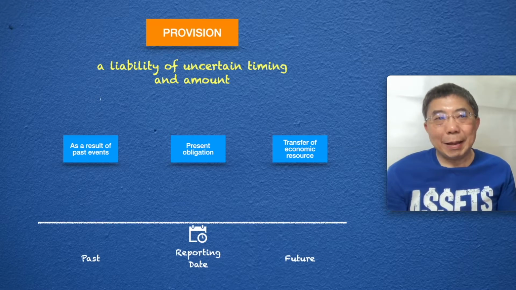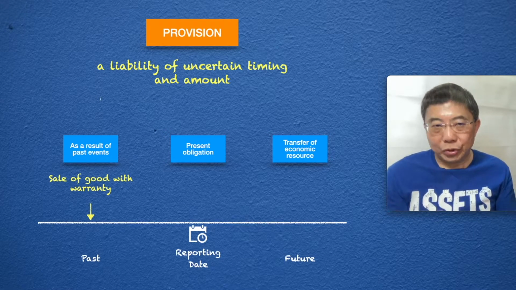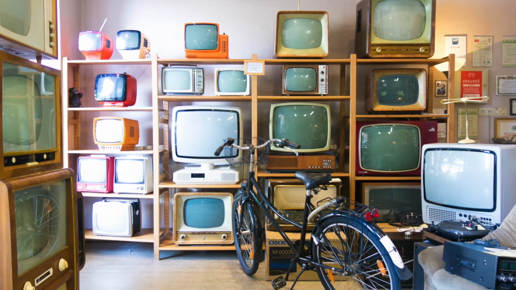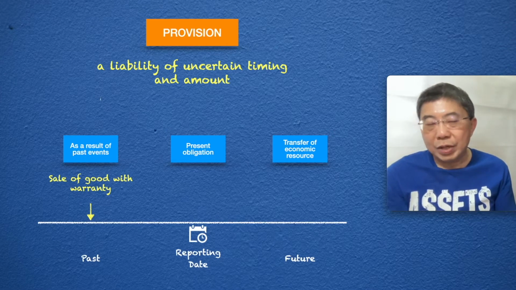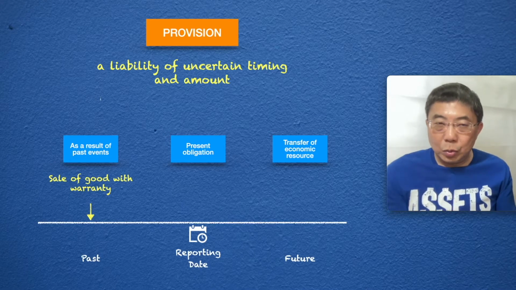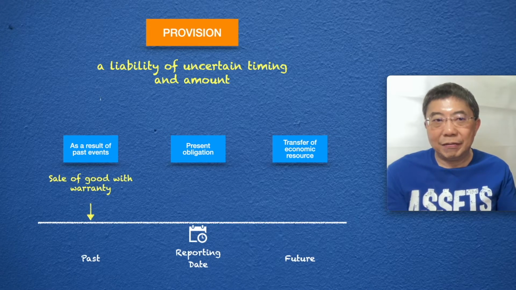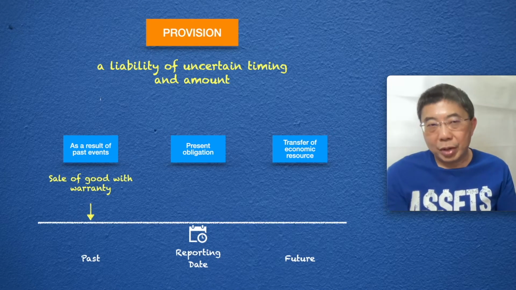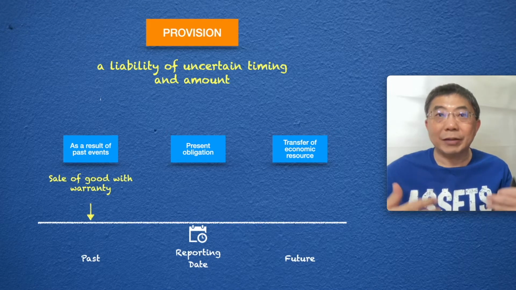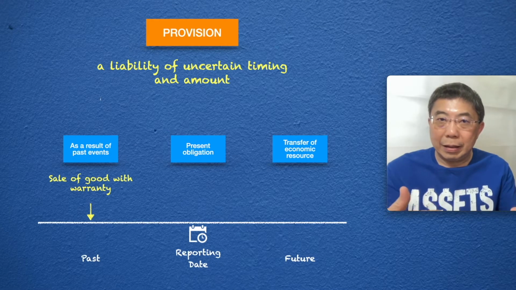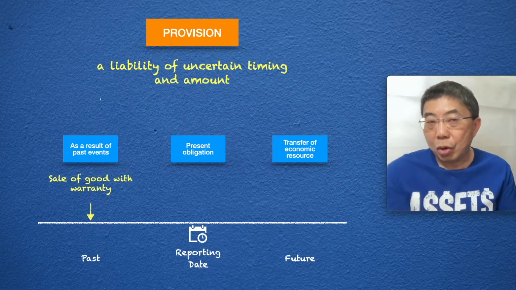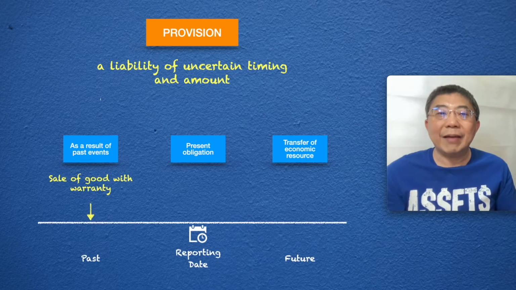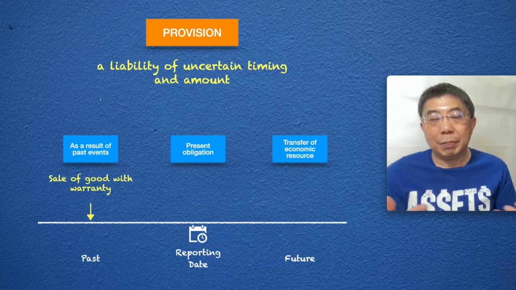Let's say the business had sold some goods to its customers, and this sale came with a warranty period, say of 1, 2 or 3 years. Within this warranty period, if the customer found any faults in the products they have bought, they can come back to the business to either look for a replacement or to get it repaired at no cost to the customer. So the business will have to bear the cost of replacement or the cost of repairing the product.